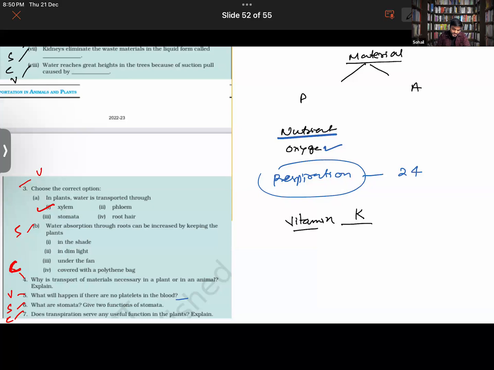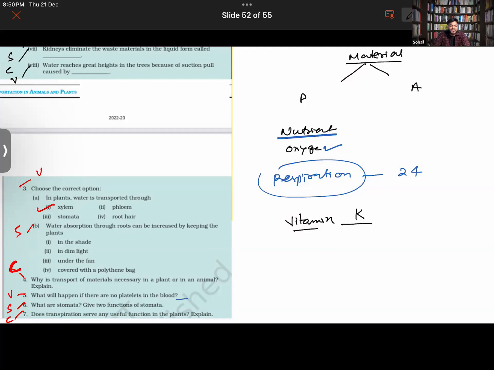Okay, question number 6. Give two functions of stomata. Tiny pores present on the leaves that help in taking carbon dioxide and releasing oxygen.